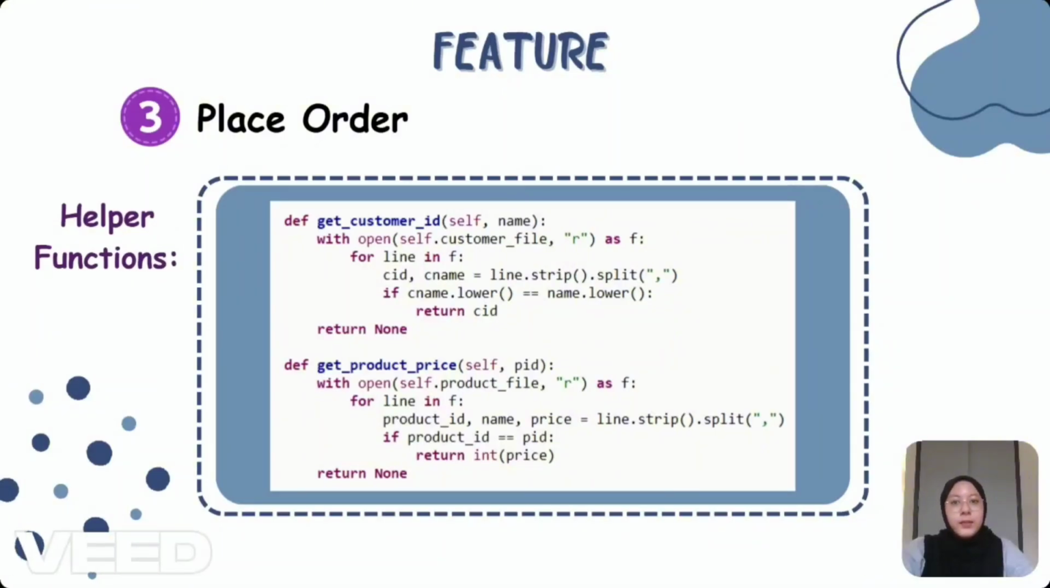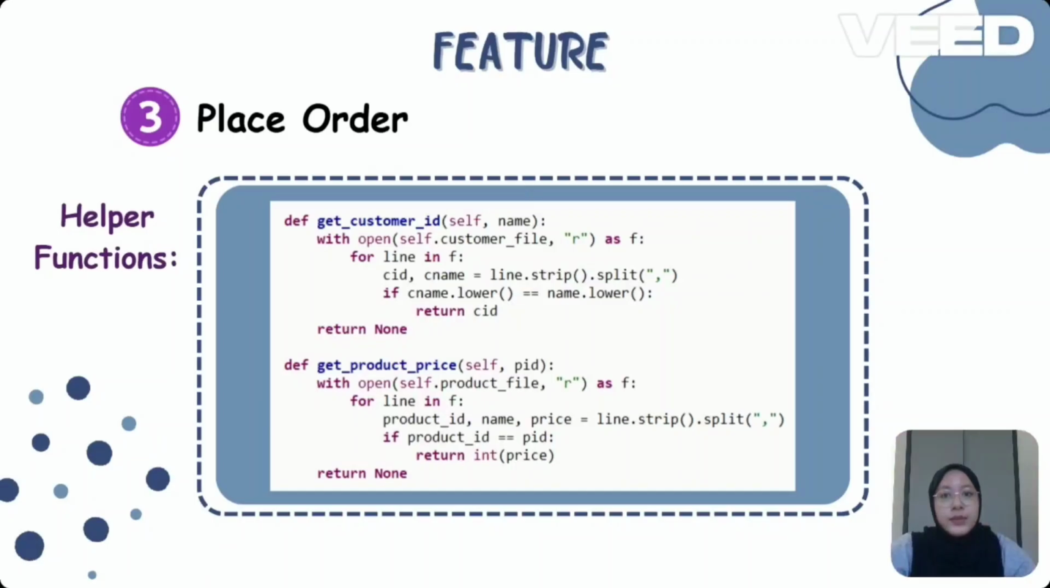For the function get product price, this function looks up the product file using the given product ID. It retrieves and returns the product's price as an integer. If the product ID is not found, it returns none. And why does it matter? It enables the system to calculate the total cost of the order correctly based on the selected product.